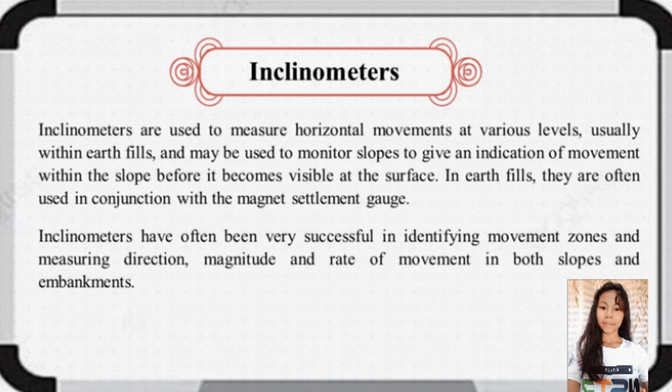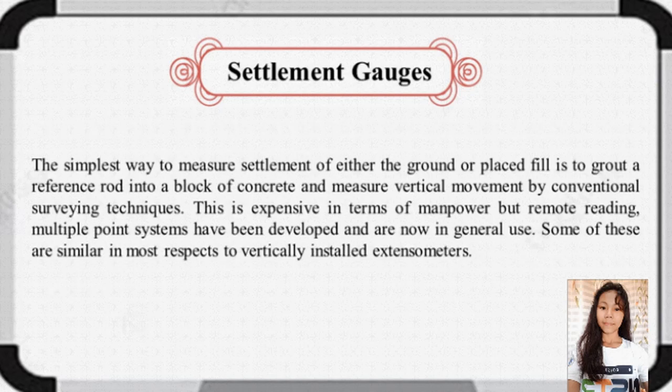Inclinometers. Inclinometers are used to measure horizontal movements at various levels, usually within earth fills, and may be used to monitor slopes to give an indication of movement within the slope before it becomes visible at the surface. In earth fills, they are often used in conjunction with the magnet settlement gauge. Inclinometers have often been very successful in identifying movement zones and measuring directions, magnitude and rate of movement in both slopes and embankments. Settlement gauges.